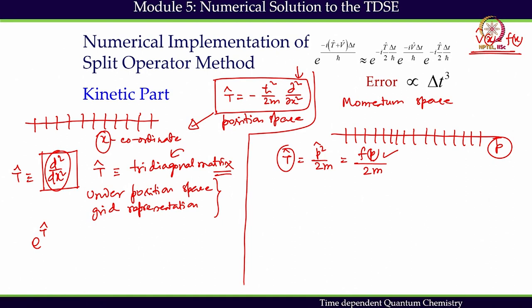And because it is a simple function of momentum, when I employ that on a wave function, what is going to happen? The wave function now has to be, here I have represented the wave function in the position space.